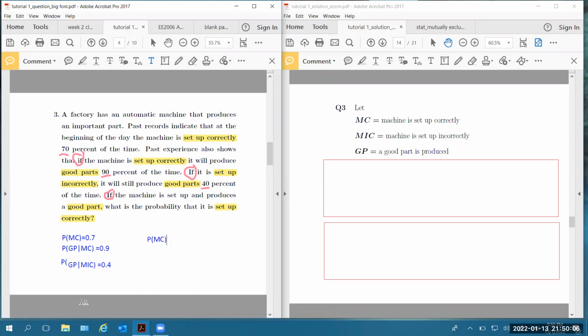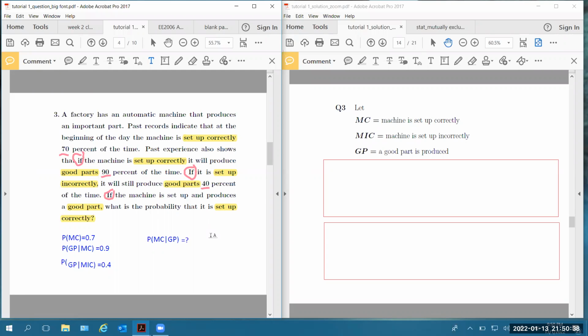Is it just like that? What is the probability that it's set up correctly? Is it just like this? Condition of good part, I guess. Condition on it produces a good part. So if the machine is set up and produces a good part, that's why you got the good part here, right? So given that you get a good part, they are asking you this. So what is this equal to then? Well, this is unknown. This is what you need to find out.